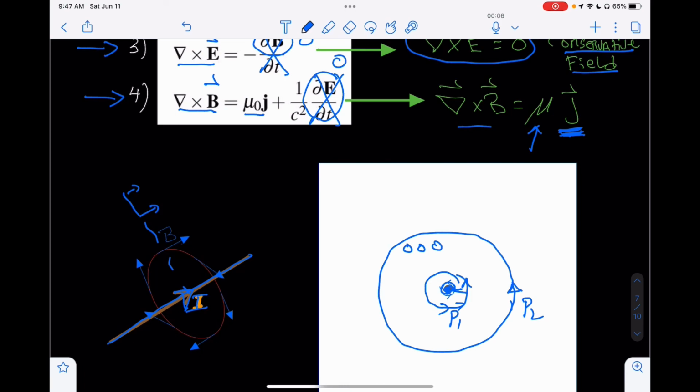So for the circulation to be the same, that means that the magnetic field here has got to be smaller than there. The reason is you're adding up a certain larger amount of magnetic field right here, but over a shorter distance, because this is a smaller circle. As you're moving away from the wire, the circulation is the same. So the magnetic field has to be smaller, because you're adding up smaller arrows over a much larger radius, right?